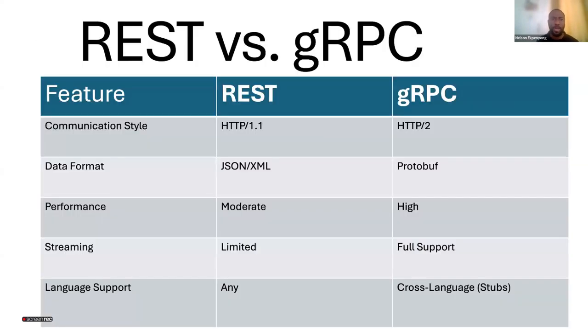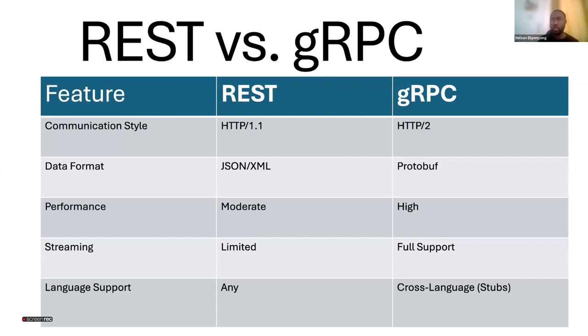All right, so let's compare gRPC with REST. The communication style of REST is HTTP 1, and that of gRPC is HTTP 2. The data format for RESTful APIs is JSON or XML in some cases. For gRPC it is protocol buffers. The performance of REST APIs is moderate, but for gRPC within the context of microservices it is really high.